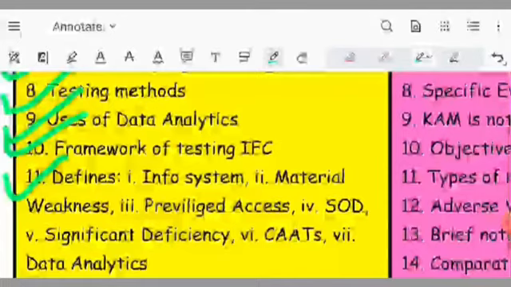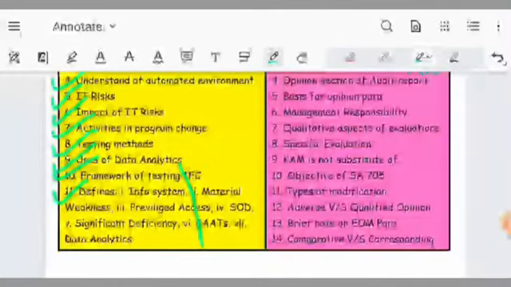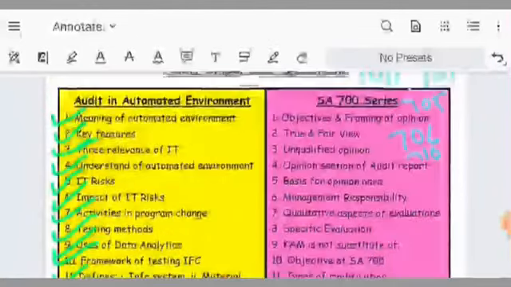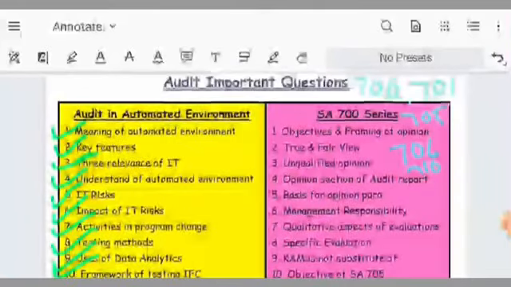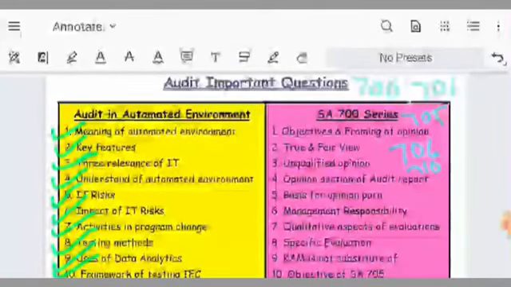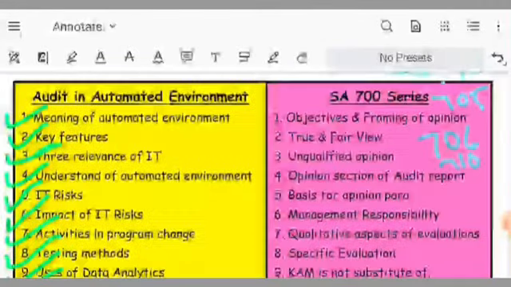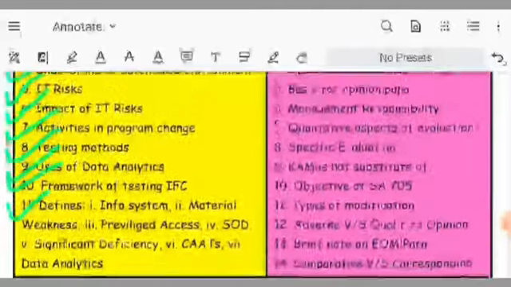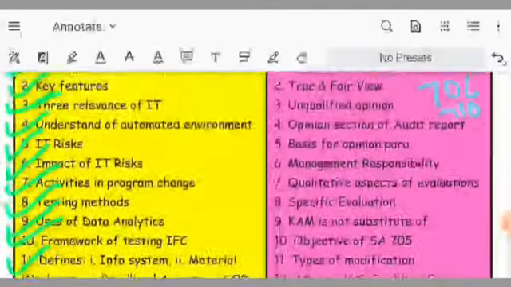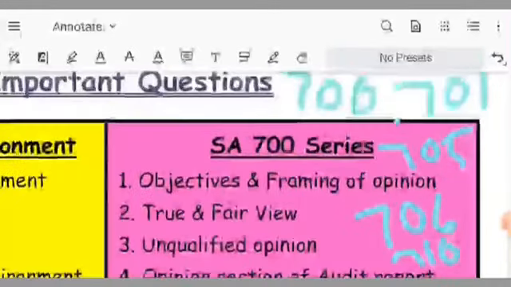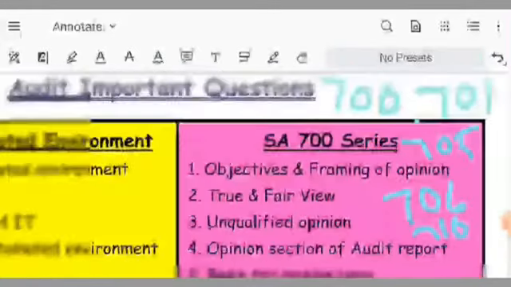Yes. So we are done with the important questions of the audit in an automated environment portion, and let's learn the important answers of the SA 700 series, right? And in that, in the same way, I'll revise one by one each and every question, and there are 14 questions in that, and along with that you can keep your module open or any other book you prefer for reading.